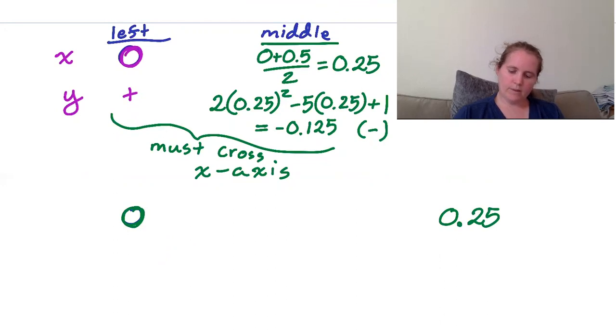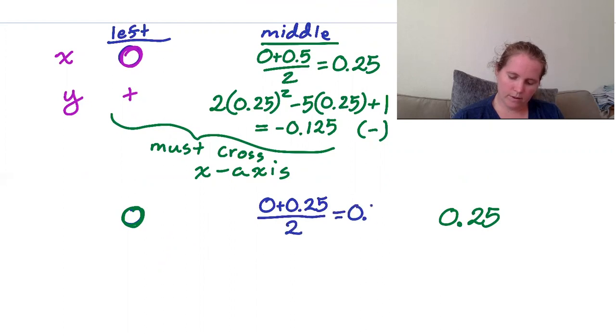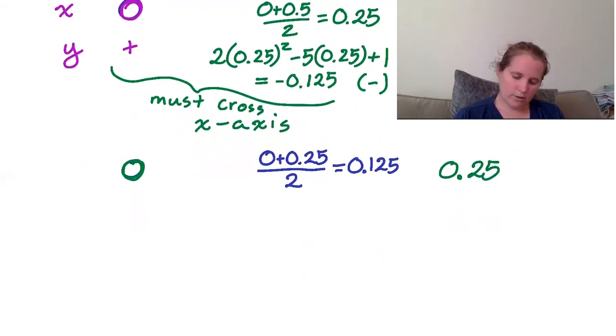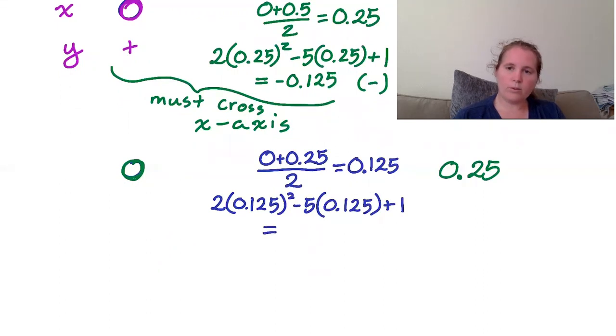And now we go again. So in the middle of those, we will do 0 plus 0.25 divided by 2. And that's 0.125. And now we will plug into our function. So if we do 2 times 0.125 squared minus 5 times 0.125 plus 1, and see what we get. This time we get 0.40625, so we have a positive.